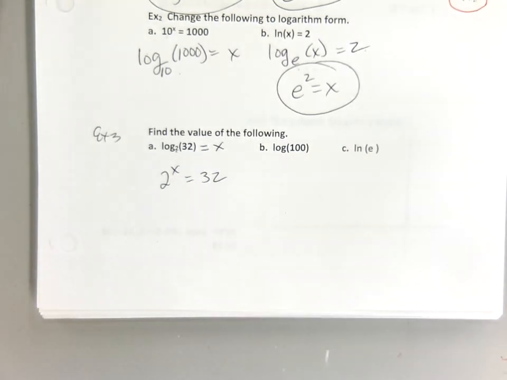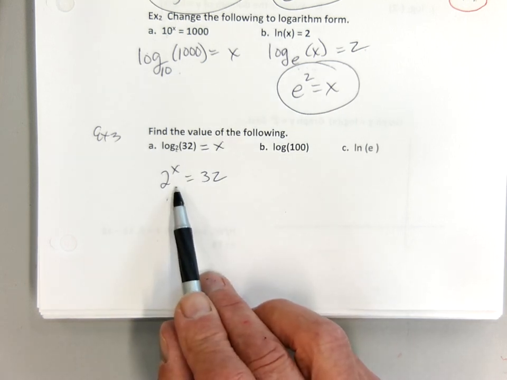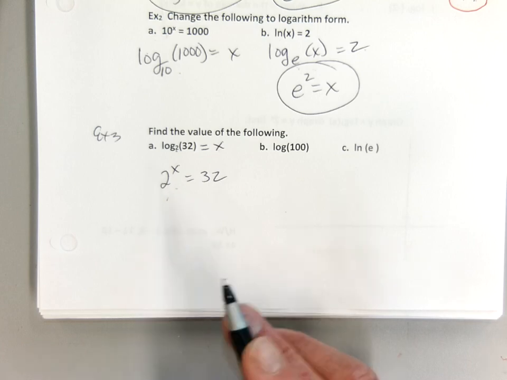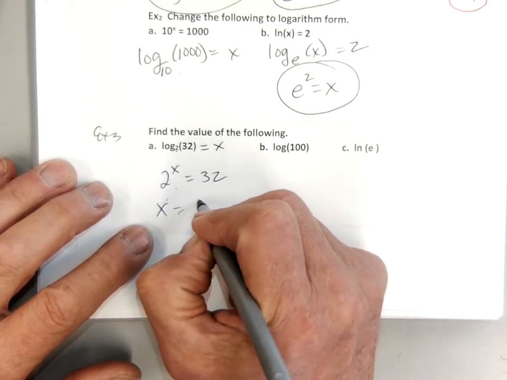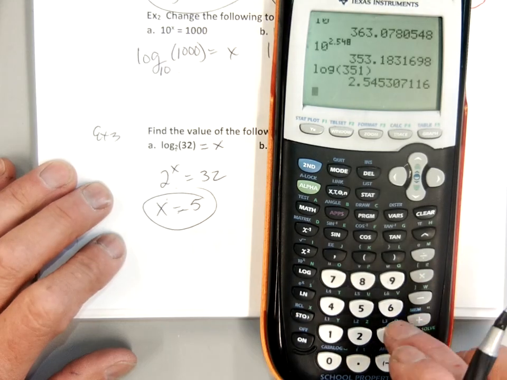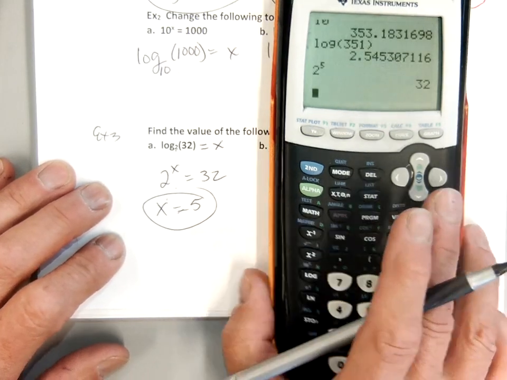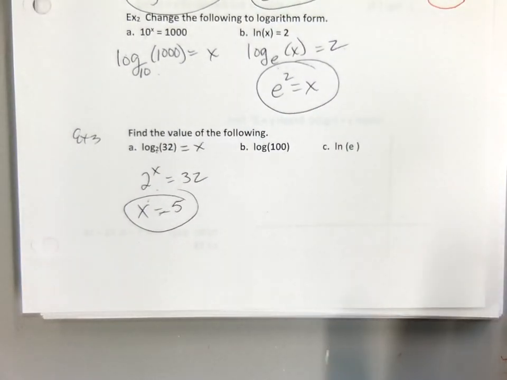2 to the x. What would x have to be? 5. 2 times 2 is 4, times 2 is 8, times 2 is 16, times 2 is 32. So x has to equal 5. 2 to the 5th power. Check it out. I can do that on my calculator. Okay, then 2 to the 5th power, 32. Awesome. Good. Okay, how about b?